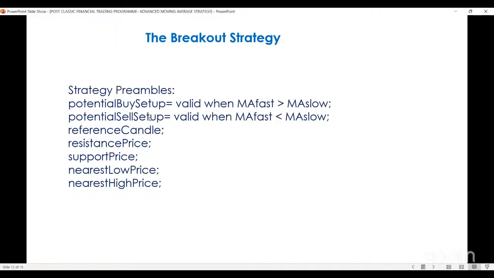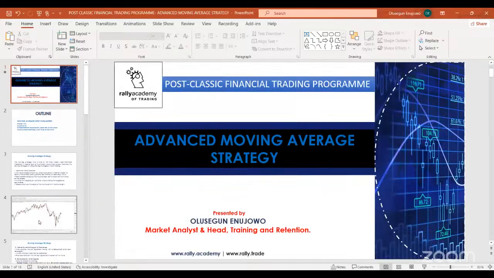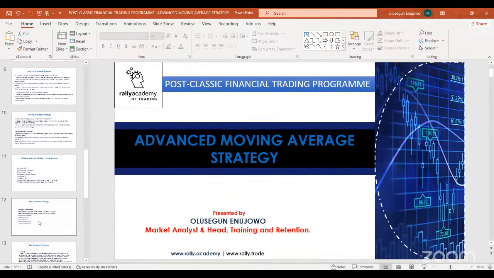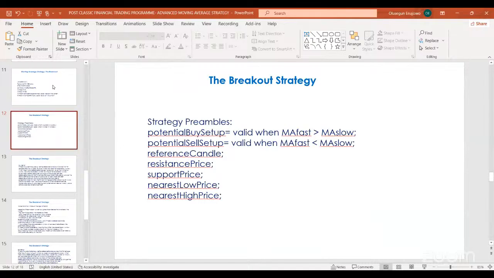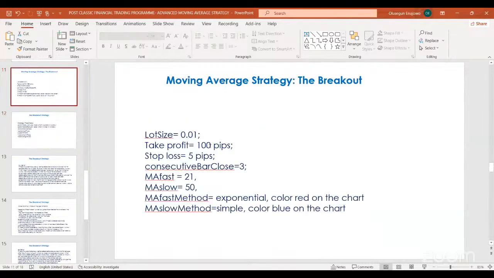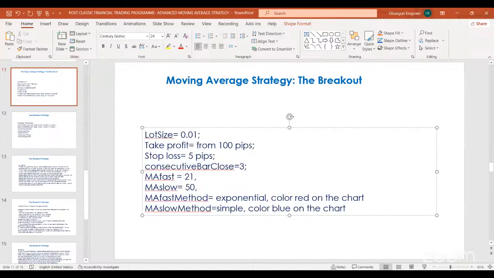Let me see if I can change that to what you would like, so that I will not be too rigid on the take profit. So you can use, let me say, from 100 pips. That's 100 pips, it's 100 points. So that's from 10 pips.